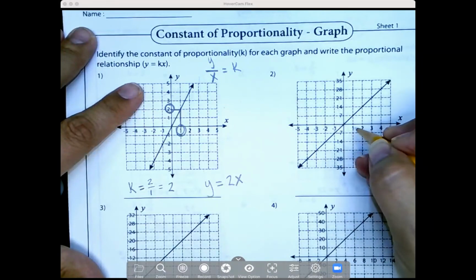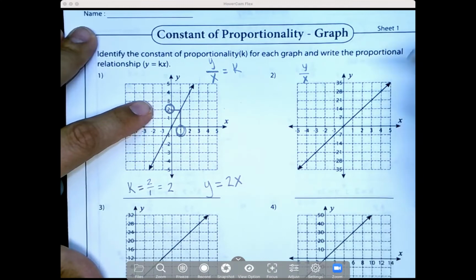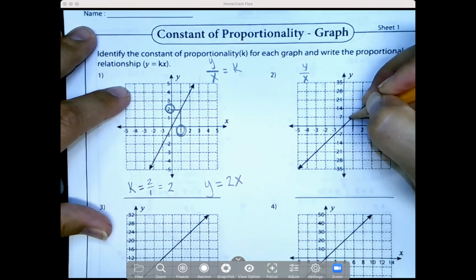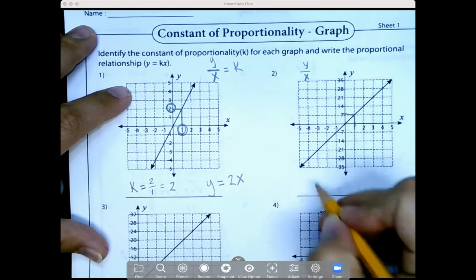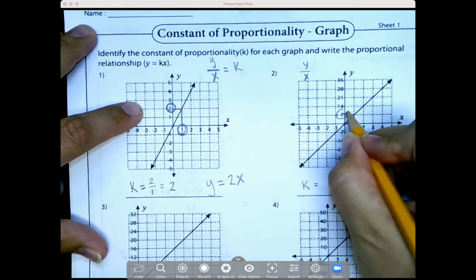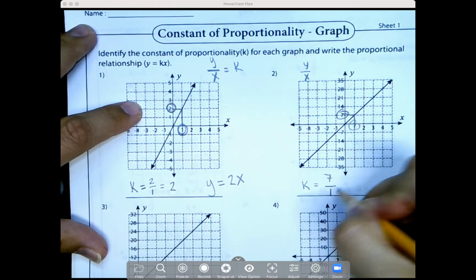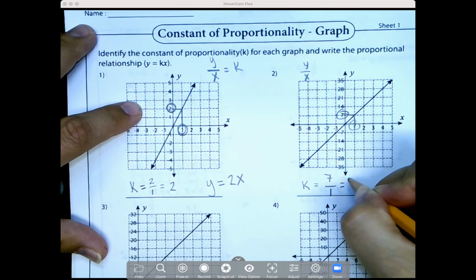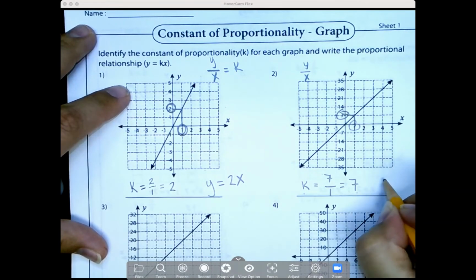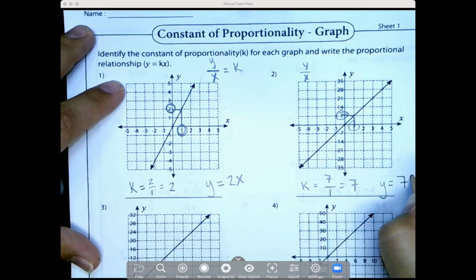The next one here, okay, again, you do y divided by x to get the k value. Oh, good, I have another 1. That makes my life easier. So I'm going to say that k is equal to my y value, 7, divided by my x value, 1. Well, 7 divided by 1 is 7. So my k is 7, and my equation is y equals 7x.